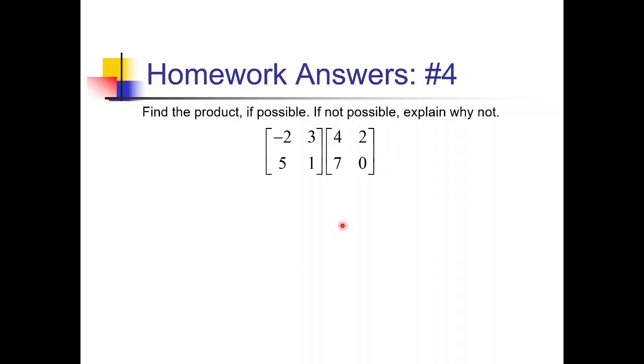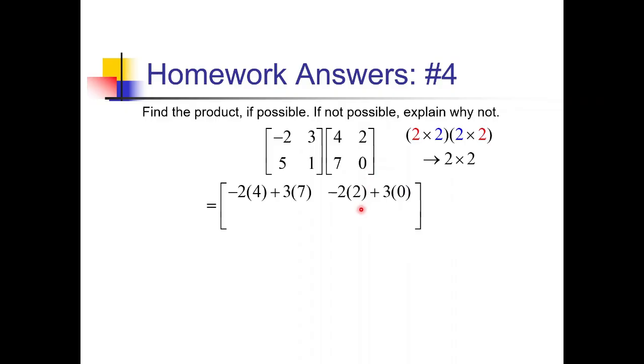On this problem, we have a 2 by 2 times another 2 by 2. Since the columns of the first and the rows of the second match, this will be defined, and it'll have a 2 by 2 as the product because of these outer 2's here. So multiplying our first row here by each of the two columns, we've got negative 2 times 4 plus 3 times 7. And then we've got negative 2 times 2 plus 3 times 0.